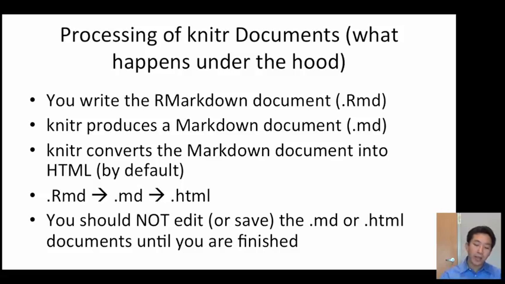So the processing of the knitr document happens in a certain way. First, the R Markdown document is processed and creates a Markdown document. Then the Markdown document is converted to HTML, and the HTML file is what you view as the final product. Generally speaking, you do not want to edit or mess with any of those secondary documents. You don't want to edit the Markdown document or the HTML document, because those are automatically generated. If you edit them and then reprocess the original document, all of your changes will be overwritten in the HTML file or the Markdown file. So only edit the R Markdown file that contains the original text and the original R code.